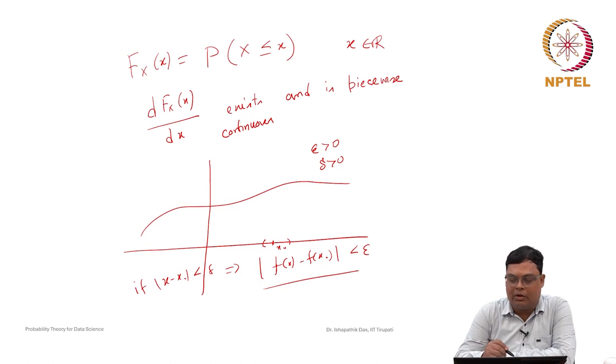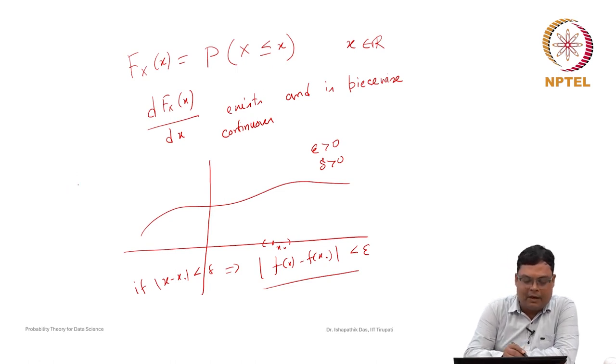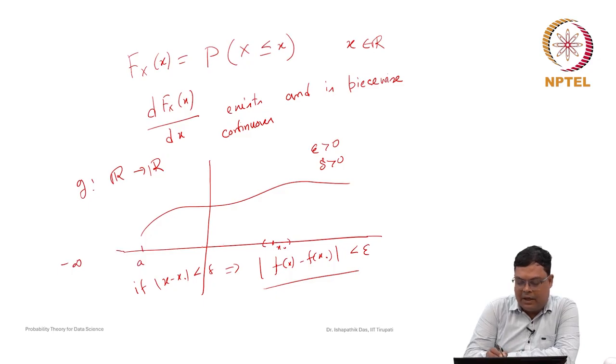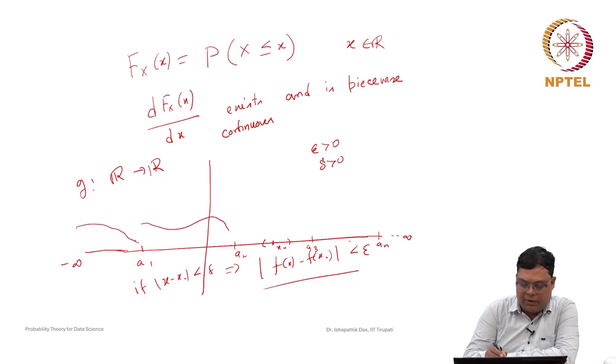But what is piecewise continuous? Suppose you are representing any function g from R to R. This function will be called piecewise continuous if it may not be continuous over R, but you can break the whole real line into a finite number of intervals, say minus infinity to some point A1, then A1 to A2, A2 to A3, like this, up to A n to infinity, such that it is continuous inside each interval, and there may be a discontinuity at the break points. So it is continuous up to A1, then there may be a discontinuity, then it is continuous up to A2, and so on.